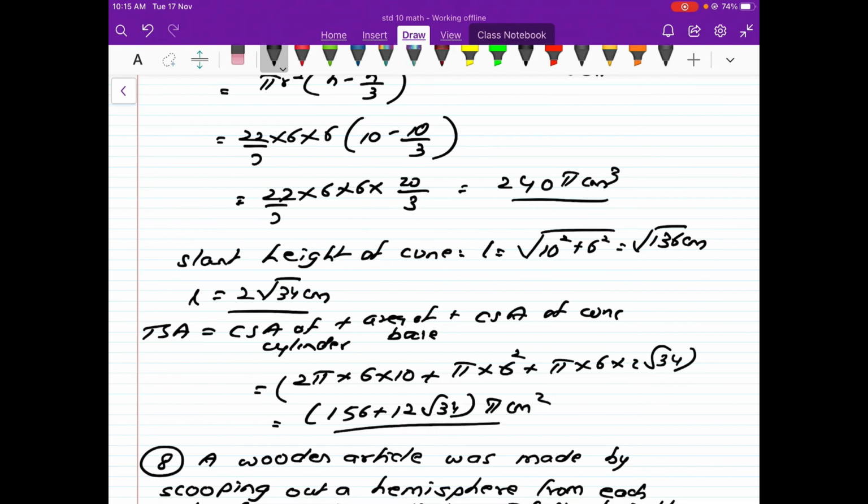If we substitute the value of pi, we will be getting the exact value of this.